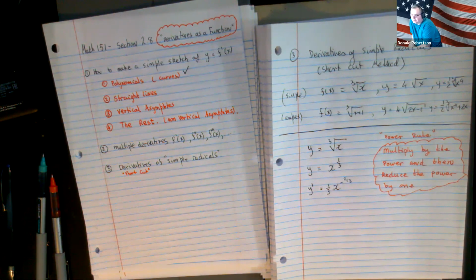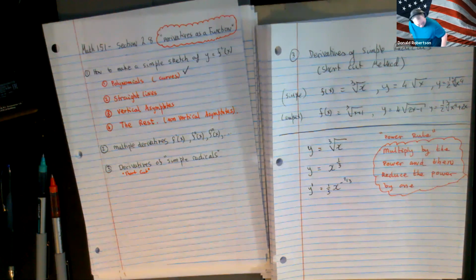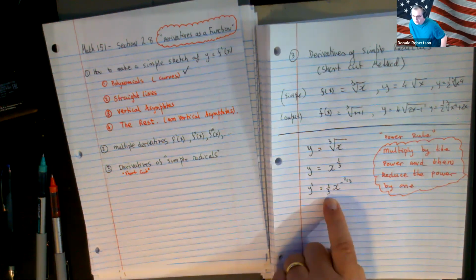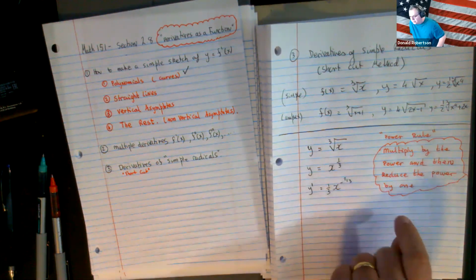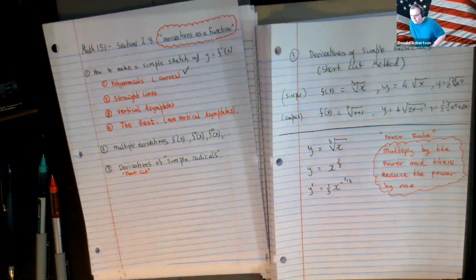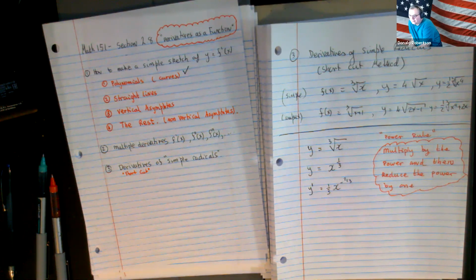Haven't I actually just done the power rule? I've just done it with fractions, right? I've multiplied by the power, a third, and I've reduced the power by 1. Now, if you take a third and you subtract one whole amount from it, you do get -2/3, right? So you've got to be aware that there's fractions involved in taking things away.